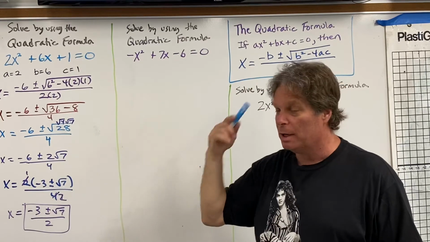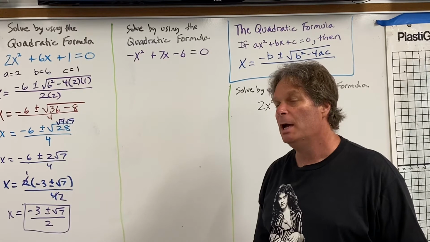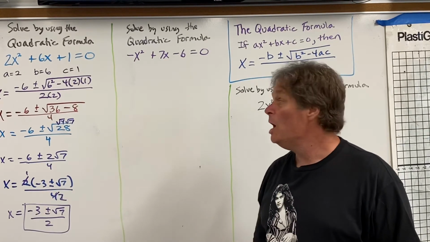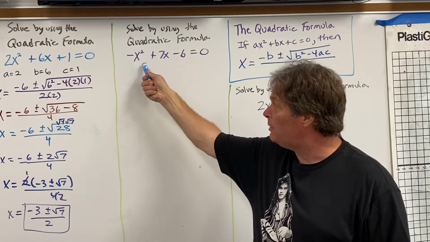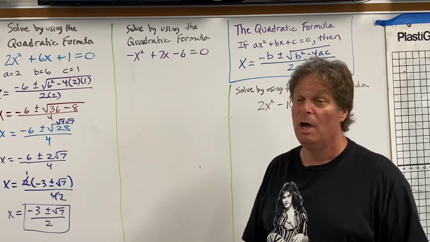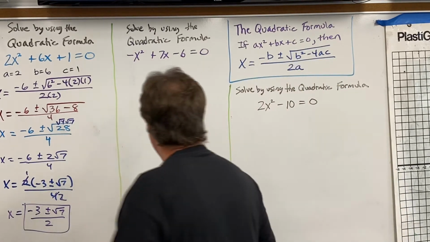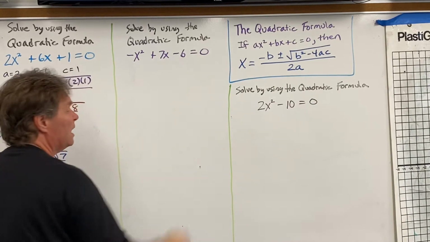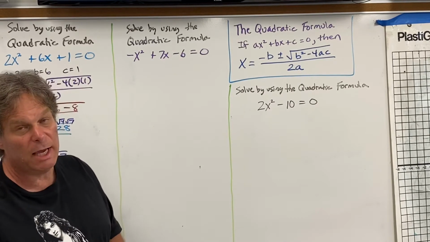And when you plug a negative A value into the quadratic formula, it can really mess you up. So I highly, highly recommend you never have your A value negative. Do whatever it takes to get your A value to be positive. You're much more likely to do it correctly that way. So I look at this and say, I could call A -1, B is 7, C is -6, but I don't want to do that. I don't want my A value to be negative.